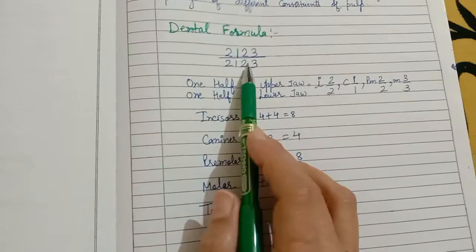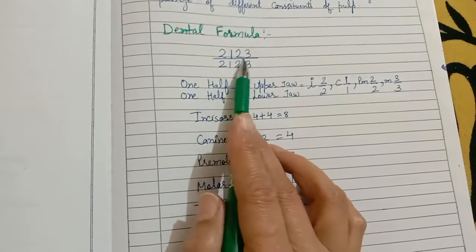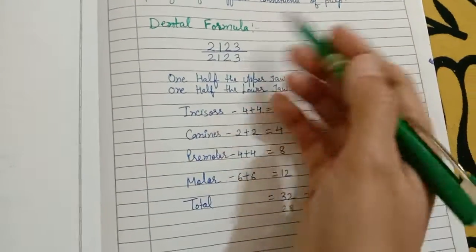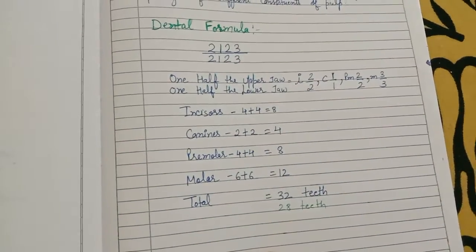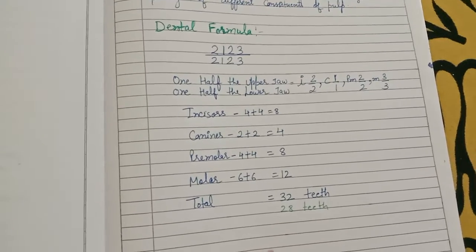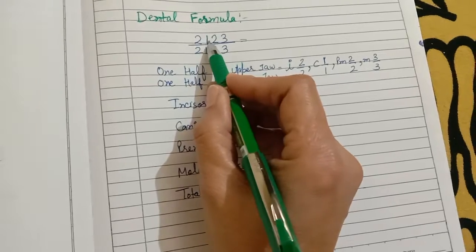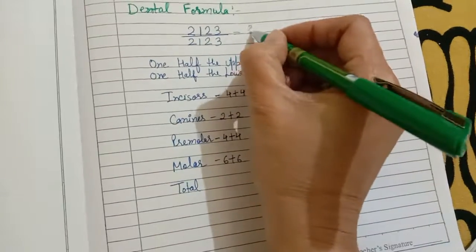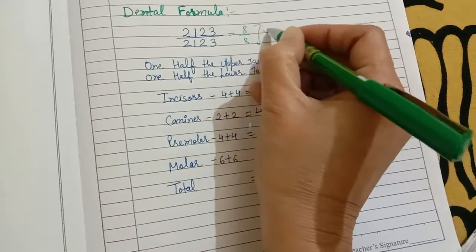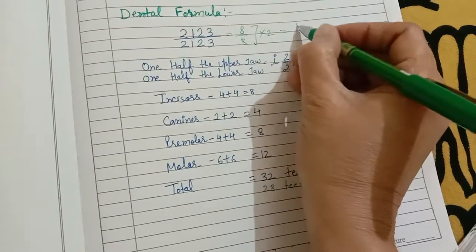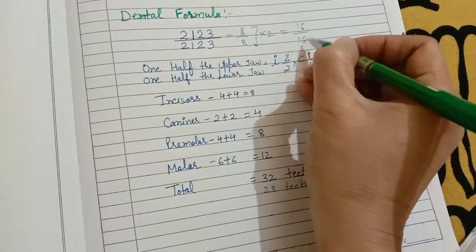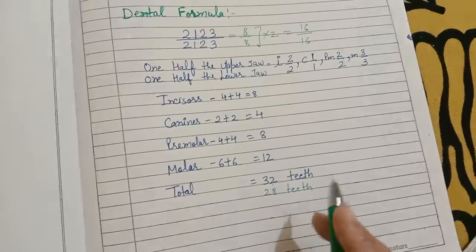Otherwise, you have to learn the dental formula 2 1 2 3 over 2 1 2 3, and multiply it by 2 overall. You can see 2 3 5 8, that is 8 by 8, then multiplied by 2 gives 16 upon 16, so 16 plus 16 is 32 teeth.